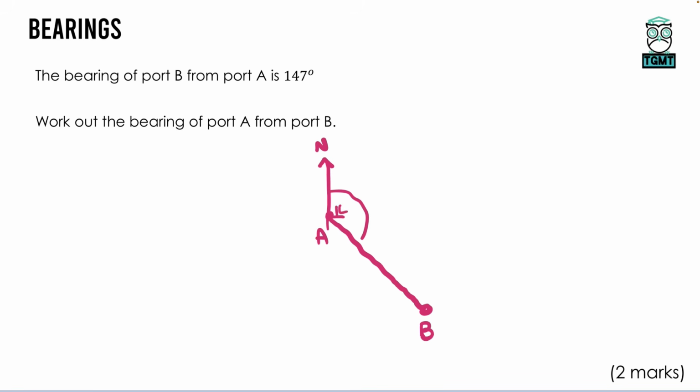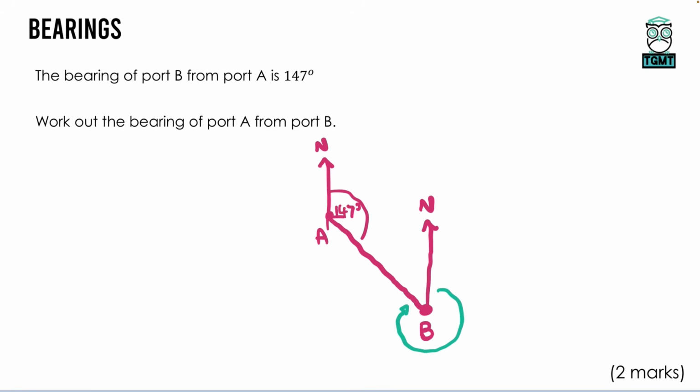For any position on a bearing diagram, I'm also going to draw a north line in, and there is my north line at port B. Now the bearing of port A from port B is going to be this angle down the bottom, this larger angle here. All bearings have to be measured clockwise. They also have to be given as 3 digits, but this is going to be a 3-digit number anyway. But we measure from north clockwise and give 3 digits.